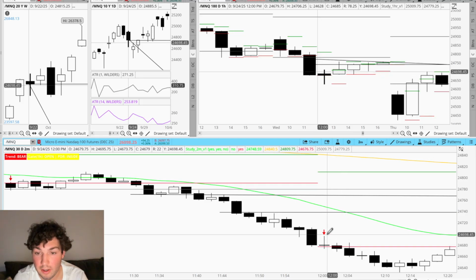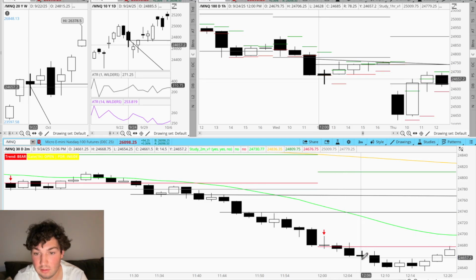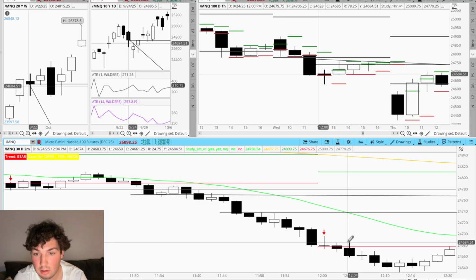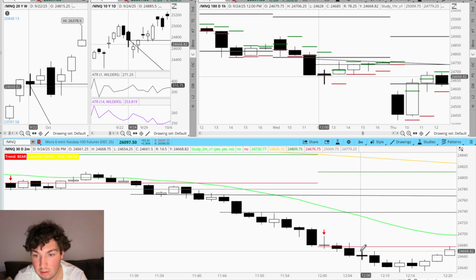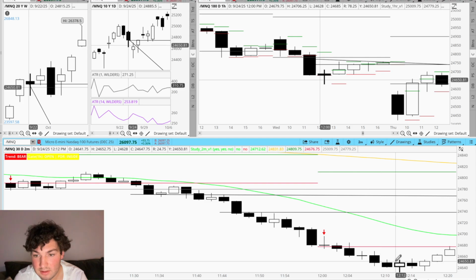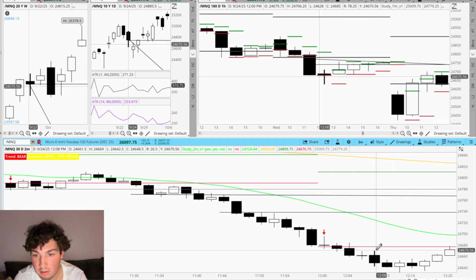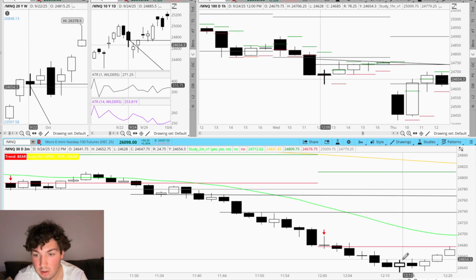Okay. So pushes down, pushes down, pushes down. I'm trailing 2 behind. So on this candle, my stop loss would be here. On this candle, my stop loss would be here. On this candle, my stop loss would be here. On this candle, my stop loss would be up here. And then on this candle, my stop loss would be right here. So it would stop me out at 24653.